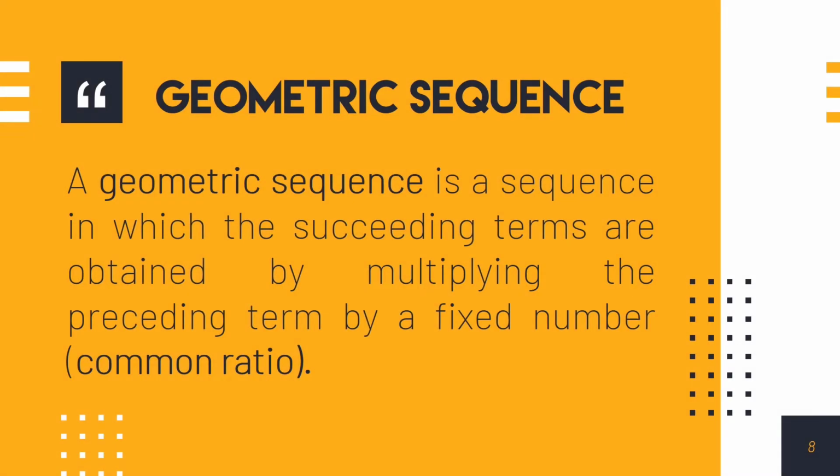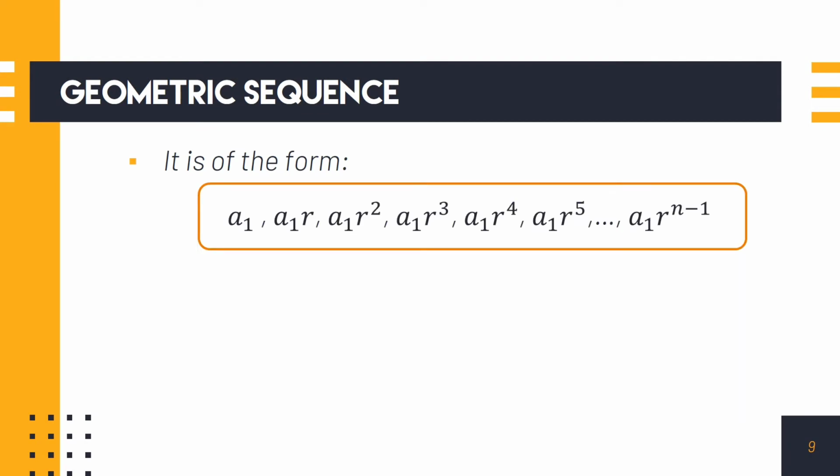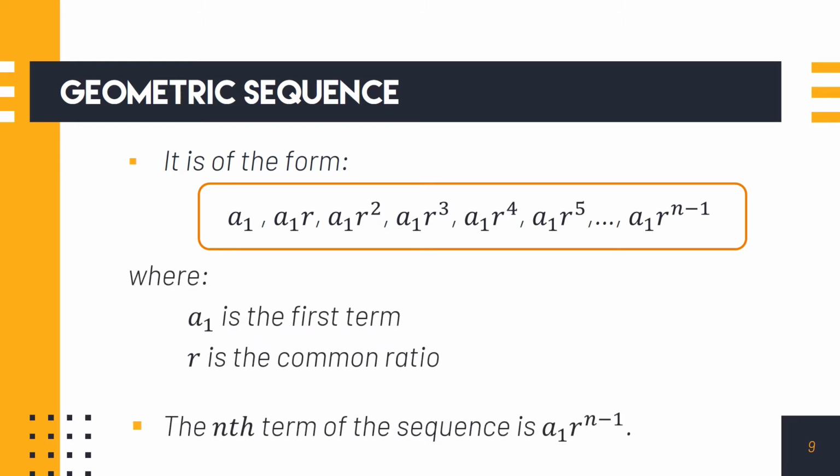A geometric sequence is a sequence in which the succeeding terms are obtained by multiplying the preceding term by a fixed number called the common ratio. It is of the form a sub 1, a sub 1 r, a sub 1 r squared, a sub 1 r cubed, a sub 1 r raised to 4, a sub 1 r raised to 5, up to a sub 1 r raised to n minus 1, wherein a sub 1 is the first term and r is the common ratio. The nth term of the sequence is a sub 1 times r raised to n minus 1.